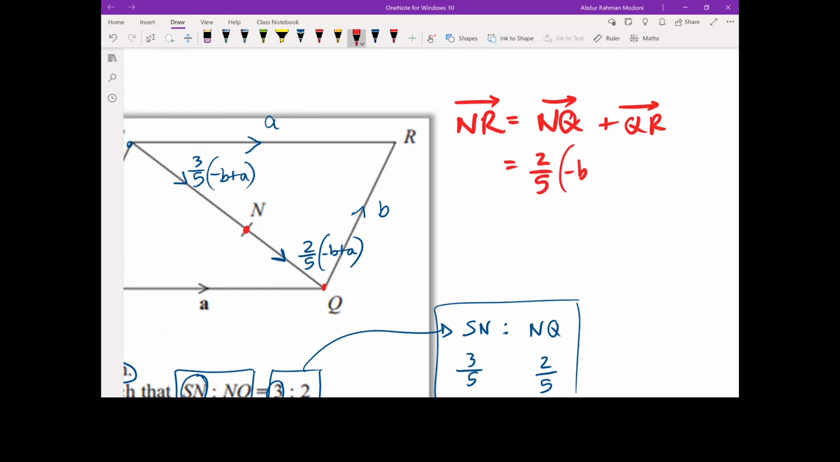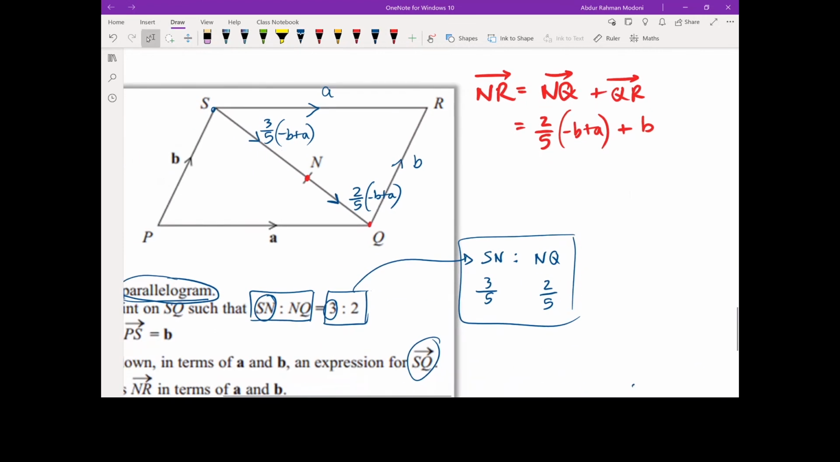2/5 of minus B plus A, then plus R, just B. Did we follow that? Did you understand how I use the ratio part though? The ratio parts are written as a fraction, and then I split up the whole length into the different fractions.